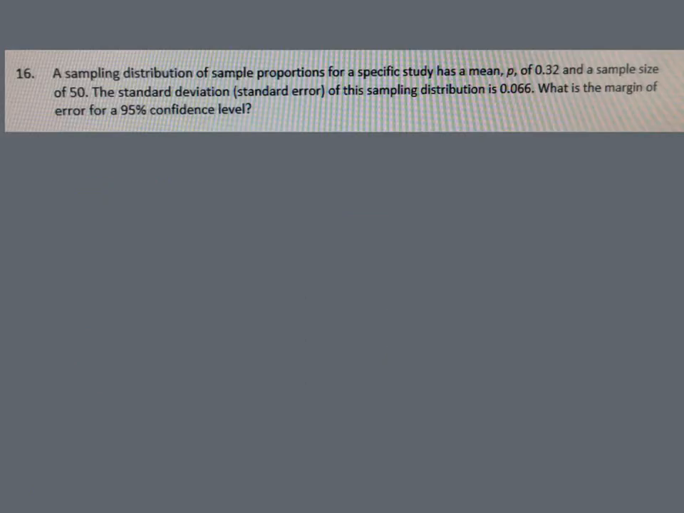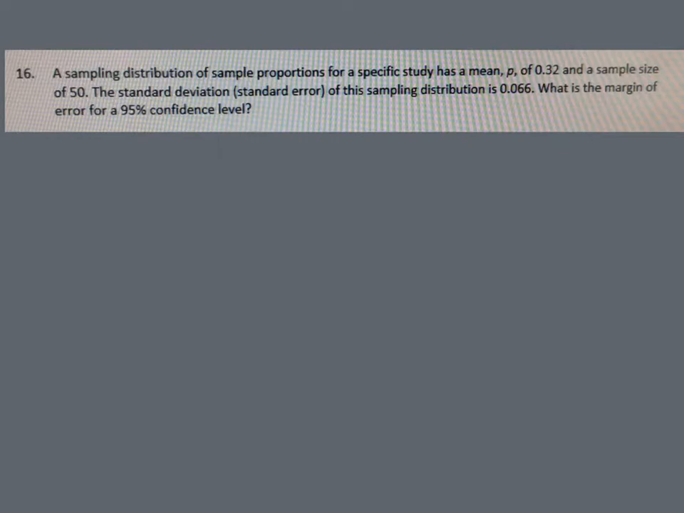Okay, number 16 says a sampling distribution of sample proportions for a specific study has a mean, which they're calling p, of 0.32, and a sample size of 50. The standard deviation, or the standard error, of this sampling distribution is 0.066. What is the margin of error for a 95% confidence level?